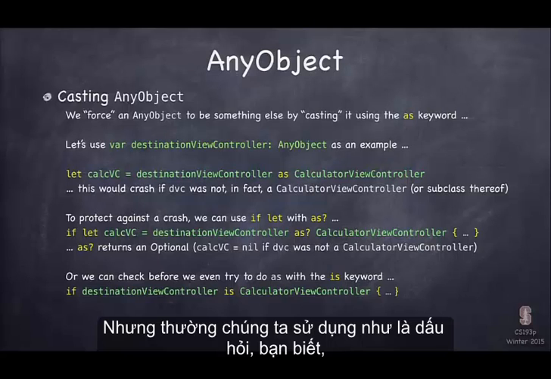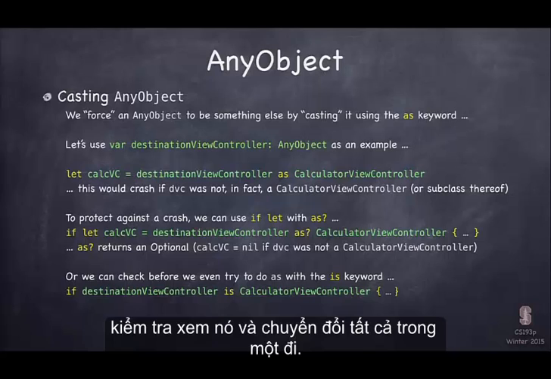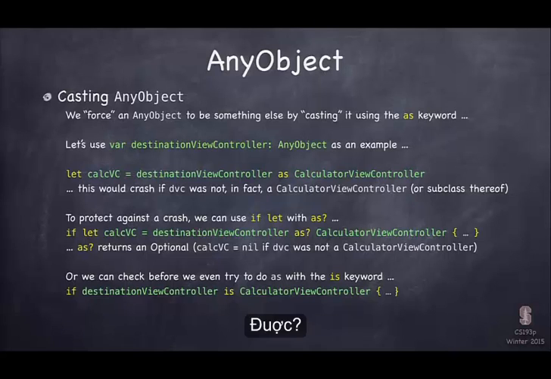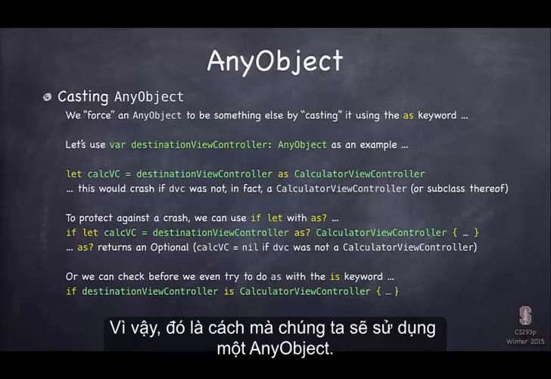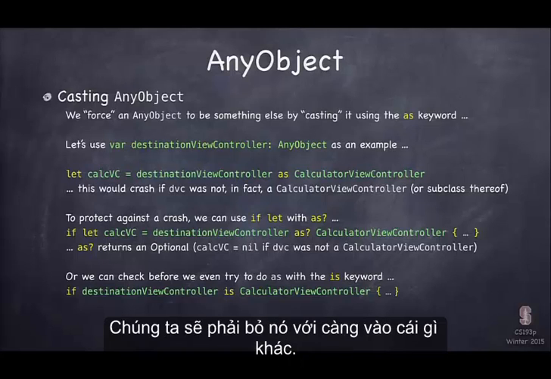But usually we use the as question mark, you know, check it and convert it all in one go. Okay? So that's how we're going to use an AnyObject. We're going to have to cast it with as into something else.